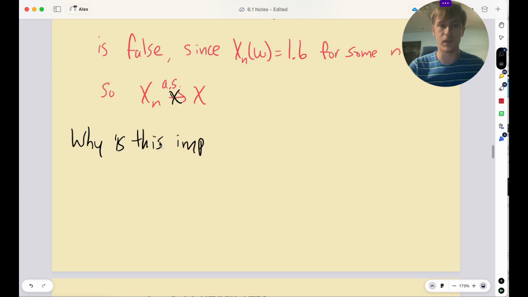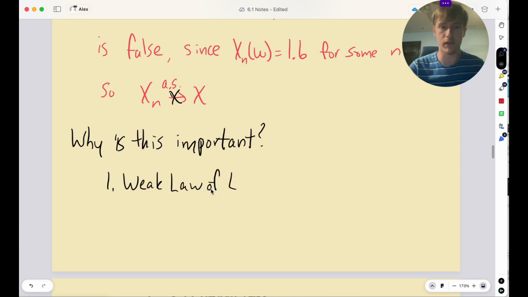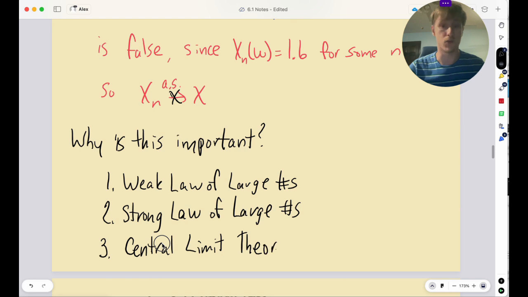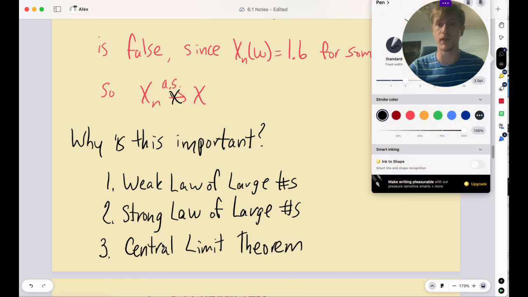Well, in this chapter, and here's my overview of the chapter, we're going to be talking about 3 main theorems. The first thing that we're going to talk about is something called the weak law of large numbers. I'm just going to abbreviate. Then we're going to talk about its counterpart, the strong law of large numbers. We're not going to spend too much time on this. And then the star of the show, the central limit theorem. These are all limit theorems. These are the 3 most important ones that we're going to study.